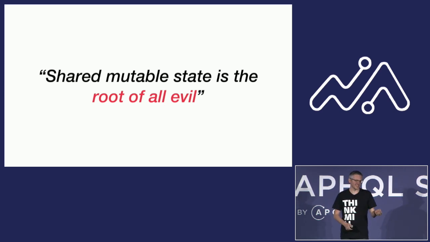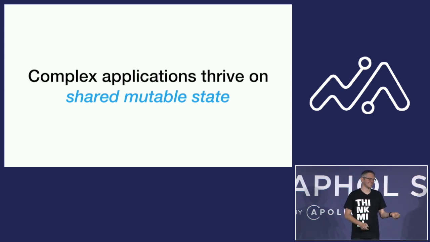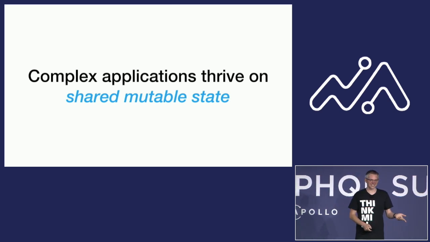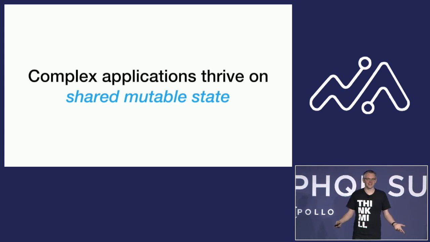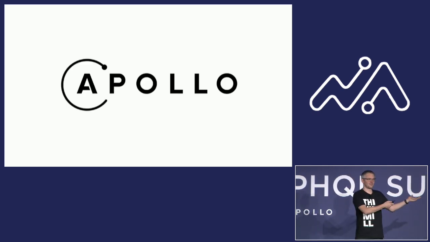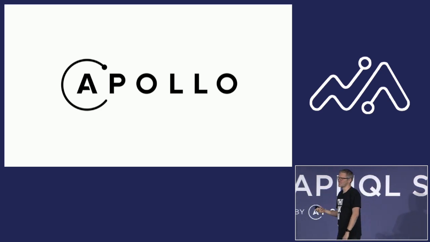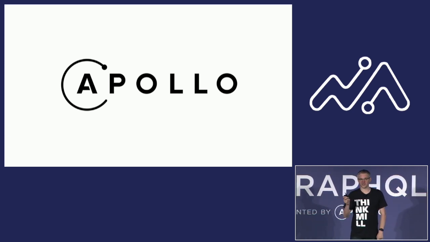The problem with this is that complex applications thrive on shared mutable state. This is actually how we do cool things. Now, not all shared mutable state is bad, actually, as it turns out. We've become much, much better at handling it. Exhibit A, Apollo. Apollo is an example of shared mutable state that's actually managed really well. And it scales really well. And it is, I guarantee you, not the root of all evil.